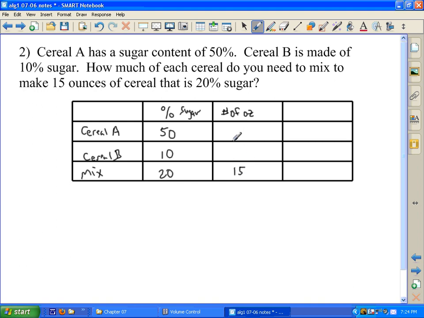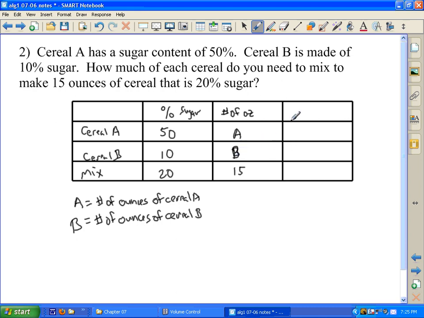Now we don't know how much of each of these we want to mix, so that is what our variables represent. So when I ask you to define your variables, A represents the number of ounces of cereal A, and B is a variable that represents the number of ounces of cereal B. So when I ask you to define your variables, I actually want you to write this down like this. So this is A, this is B. Let's make that look a little more like a B.